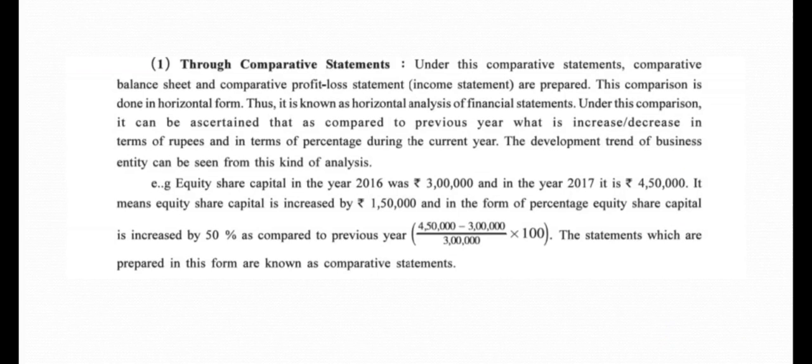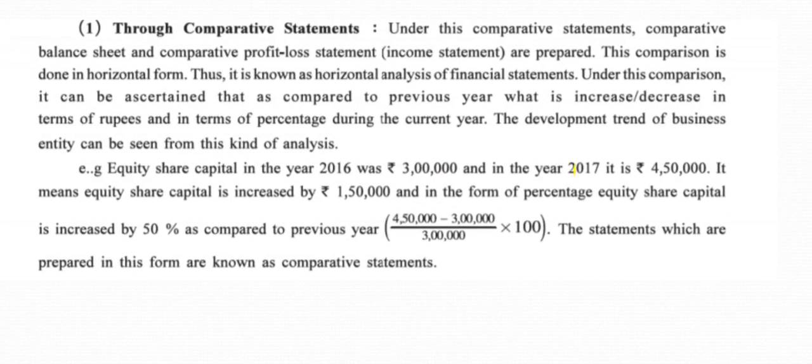Let's take an example. For example, equity share capital in the year 2016 is 3 lakh and in 2017 it's 4 lakh 50,000. So we can easily say that equity share capital has increased by rupees 1 lakh 50,000, because in 2016 it was 3 lakh and then it became 4 lakh 50,000. So this is in terms of rupees.